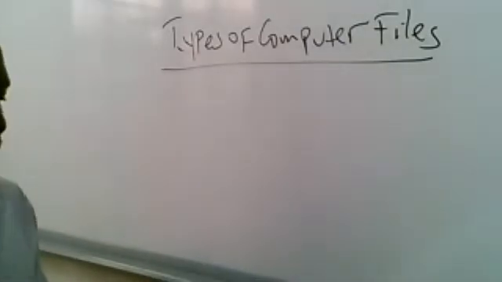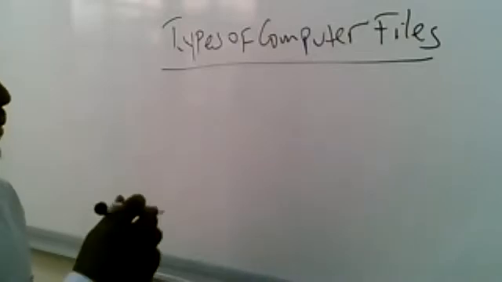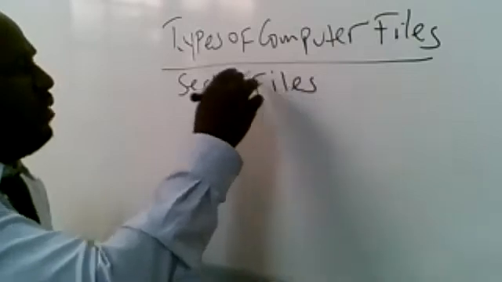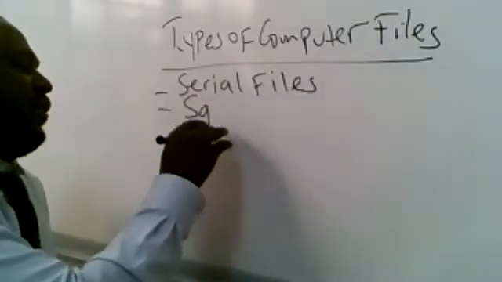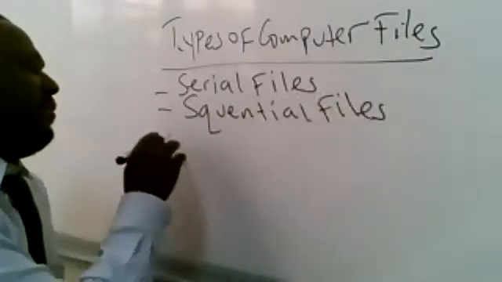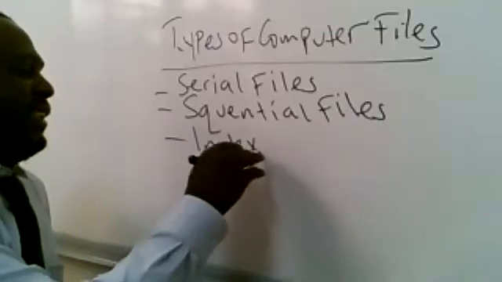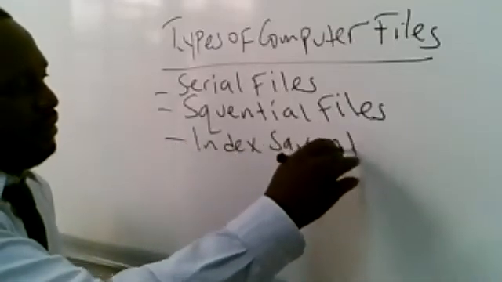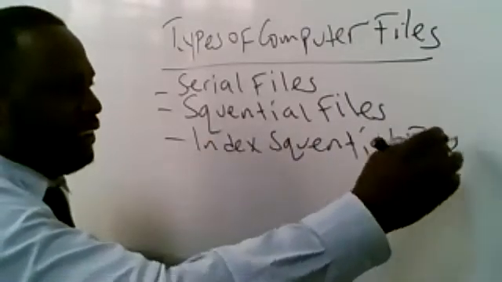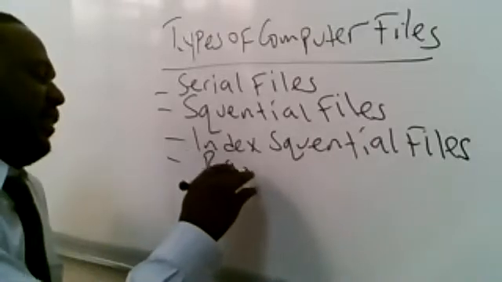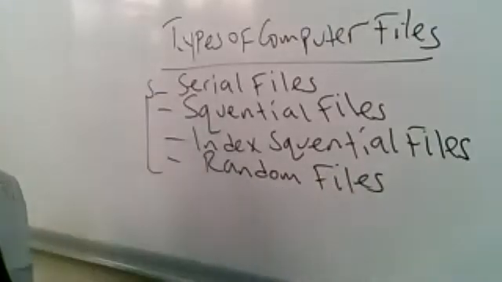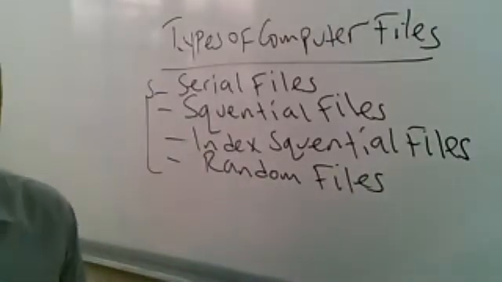We have the files referred to as serial files. We have the files referred to as sequential files. We have files referred to as index sequential files. You've been using them, but you didn't know what they are. Then last, we have what are called random files. Those are the types of files that computers use.